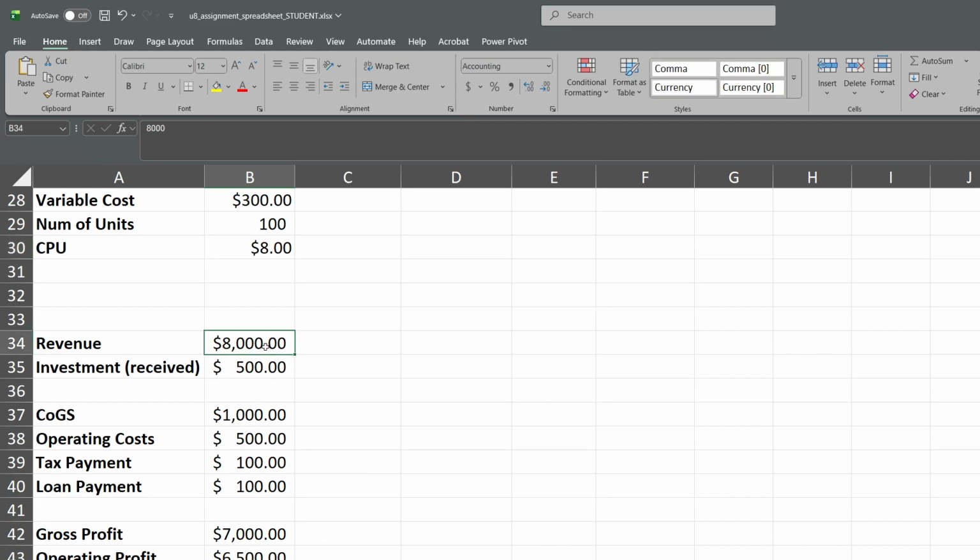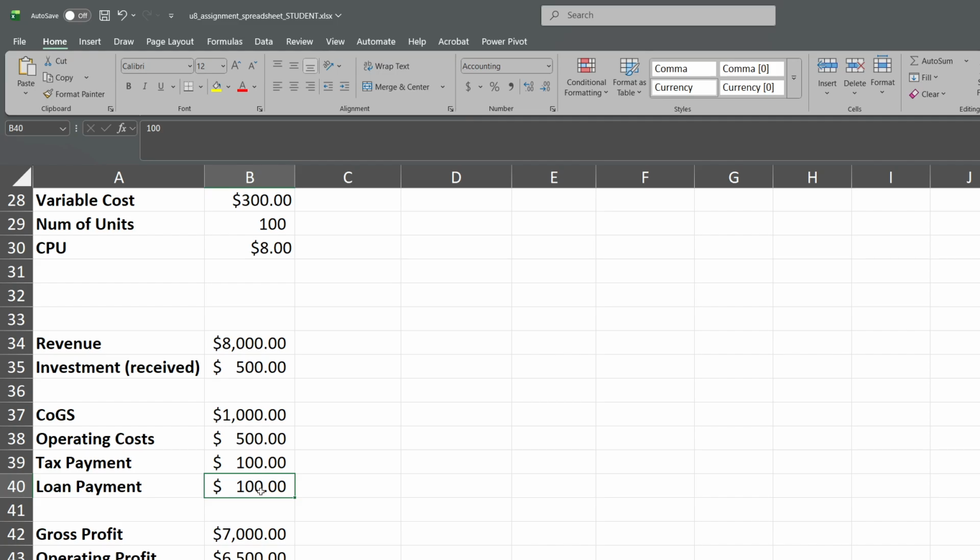In our example, what we had was revenue of $8,000. We had an investment that we received. We didn't pay this out, so it was received. This counts as additional profit, right? Then these were our expenditures. We had cost of goods sold of $1,000. Operating costs were $500. We had to make a tax payment of $100. We had to make a loan payment of $100. So there are three things.